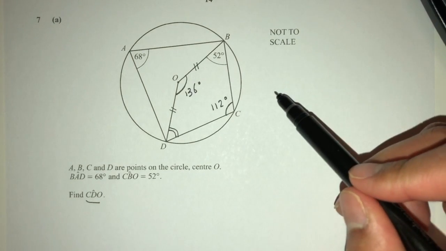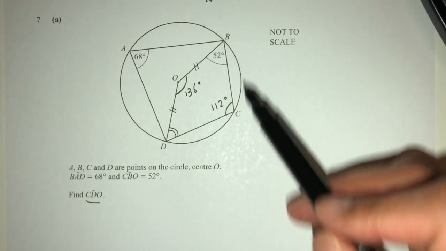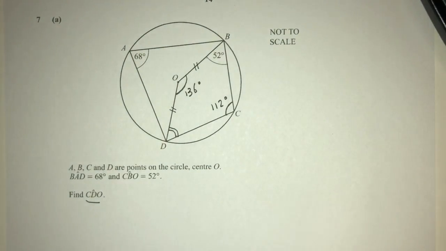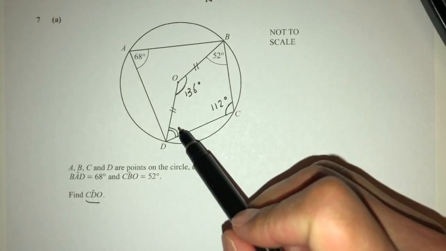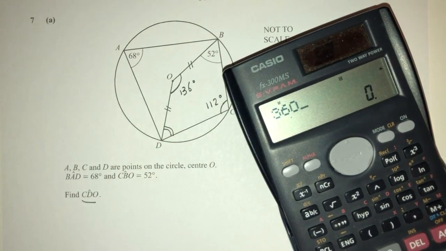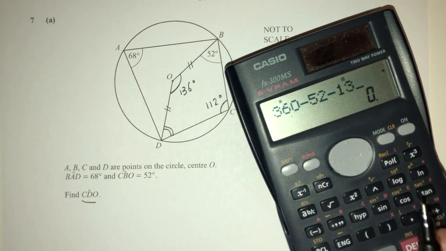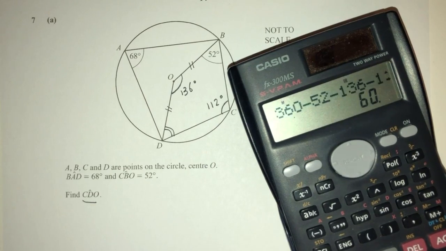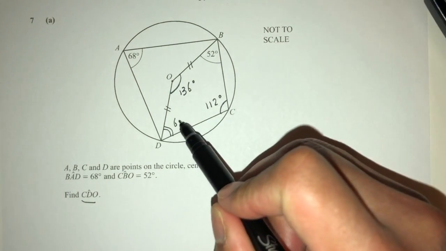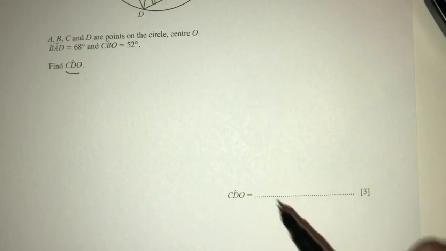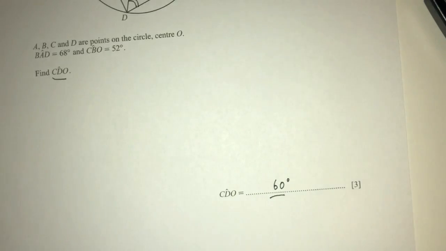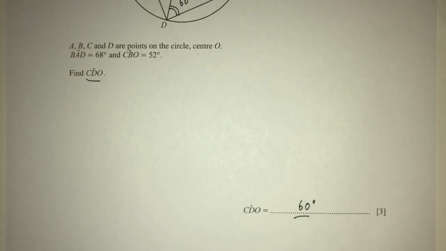If you observe, we have a shape OBCD, which is a four-sided shape. So the sum of the angles will come down to 360. So this will be 360 minus 52 minus 136 minus 112. That should be 60 degrees. So the angle D will be 60 degrees for your answer for part A.